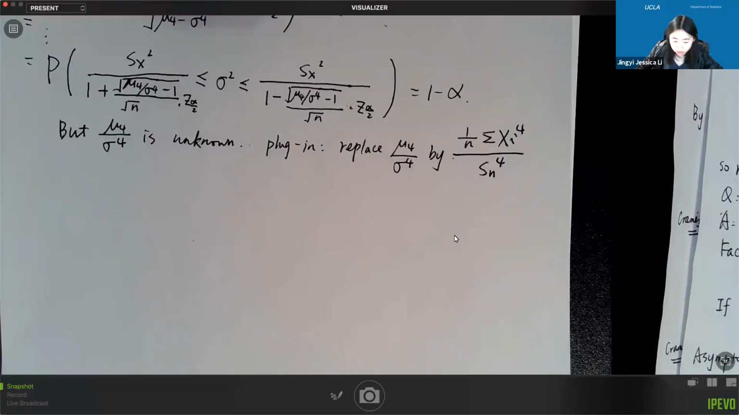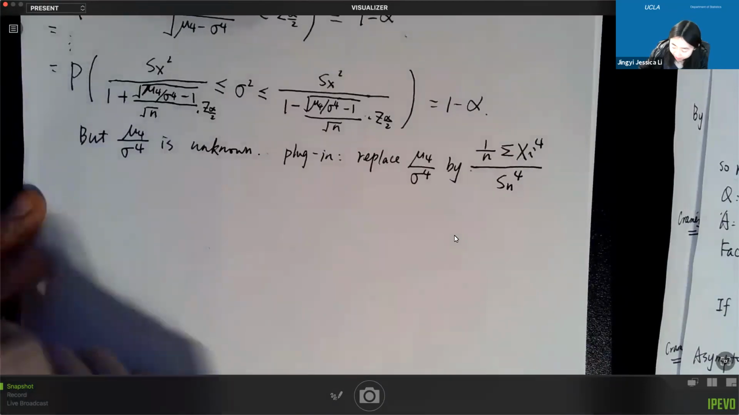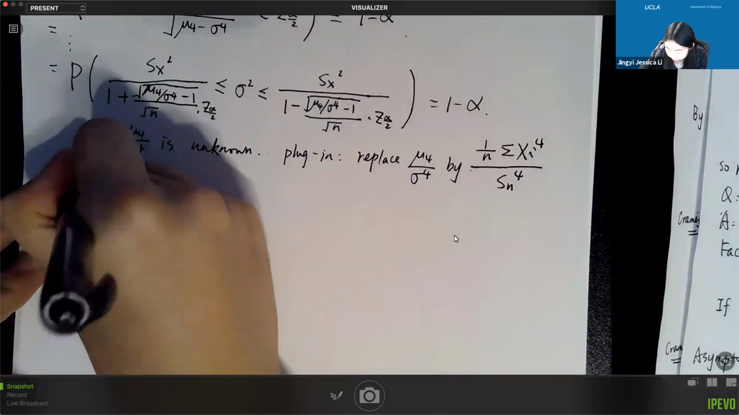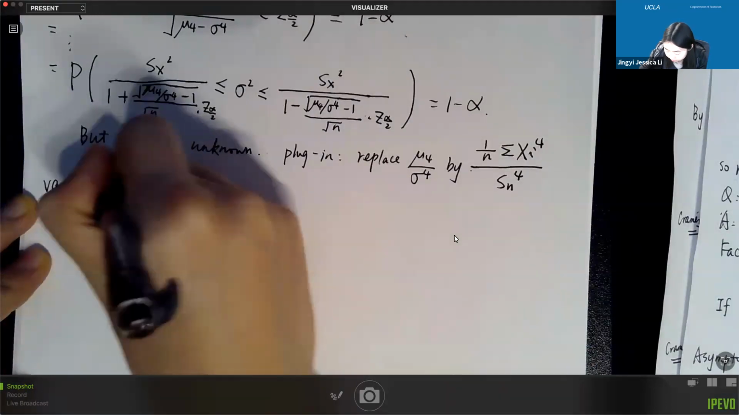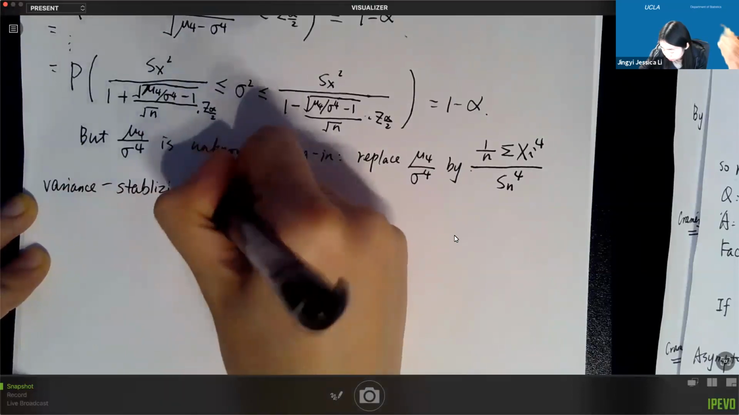Okay, but a better option is not to do plug-in, but try to stabilize the asymptotic distribution so that it's not involving unknown parameters. Okay, so sometimes we could do better. And that is what we call variance stabilizing transformations.